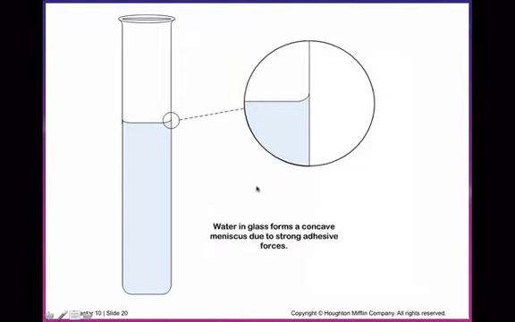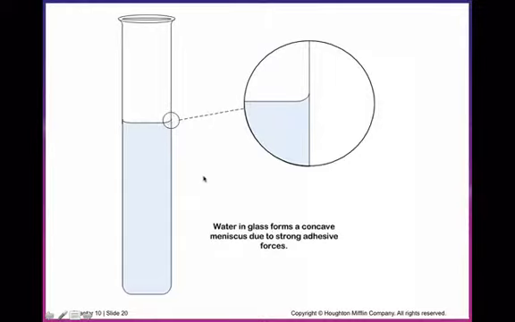Here's an example of what it looks like. Water looks like this, for example, when we pour it into a graduated cylinder. Water in glass forms a concave meniscus due to strong adhesive forces. Water is actually very attracted to the glass when you dump it in there, which is why it climbs up the sides. There are really strong adhesive forces, so the interaction between the liquid and the glass it's in causes the water to climb up the sides a little bit.